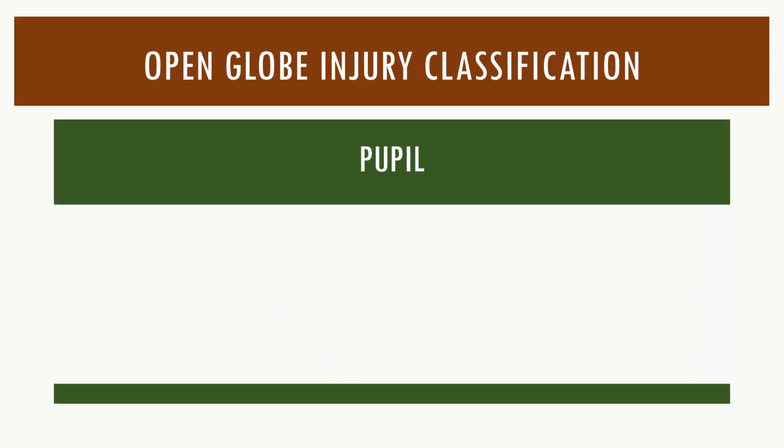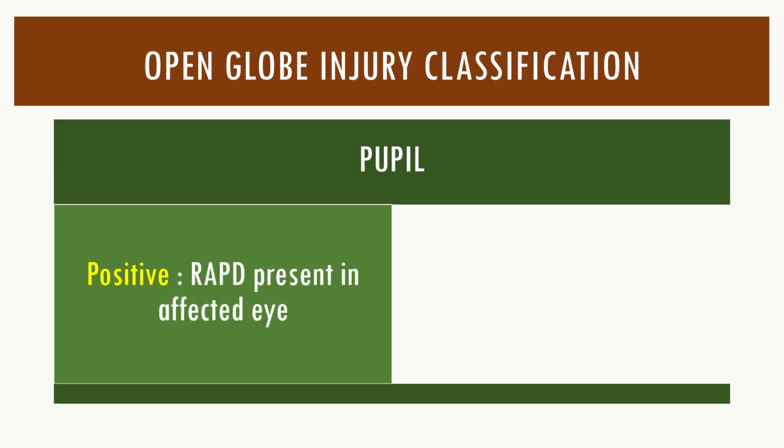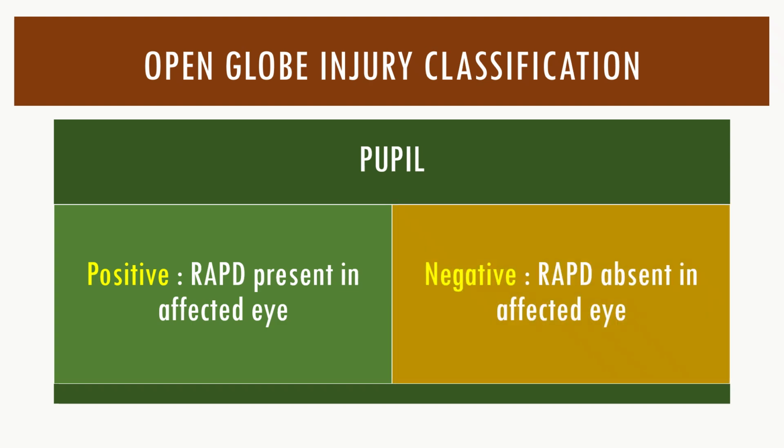Next is the pupil status. If RAPD, that is relative afferent pupillary defect, is present in the affected eye, it is considered positive. If RAPD is absent, it is negative. Presence of RAPD usually indicates severe optic nerve or retinal damage and has prognostic importance.